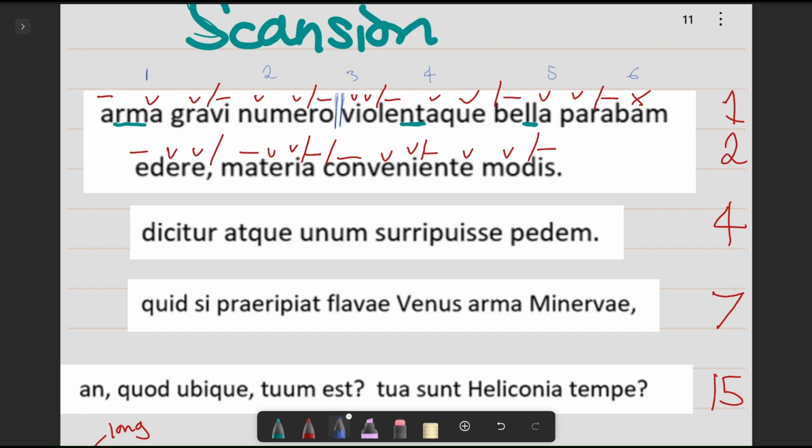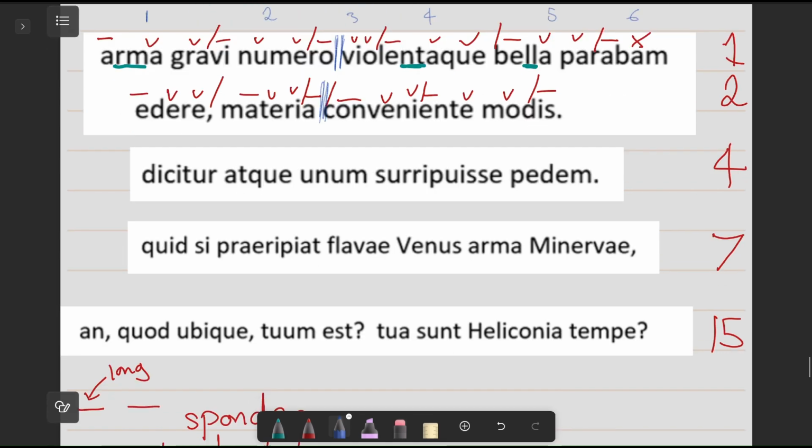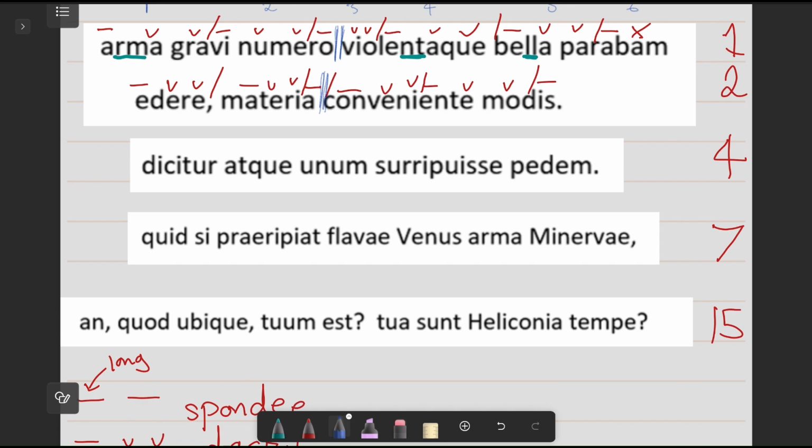I mean, we've got it after the 2 ablatives, gravi numero with a heavy meter. Could be trying to emphasize that the meter was supposed to be ever so heavy, but we've got all of these dactyls. Who knows? It's just possibilities. And then with the pentameter, it would be after that half a foot. Edere materia conveniente modis. Could also sometimes be where we put in the translation commas in the sentence. Sometimes, not always.